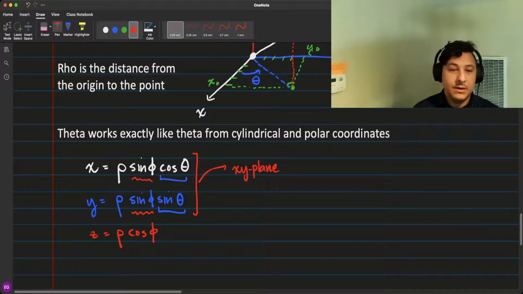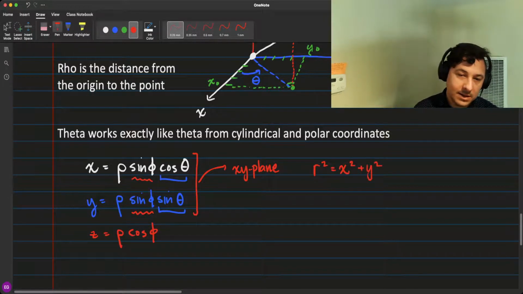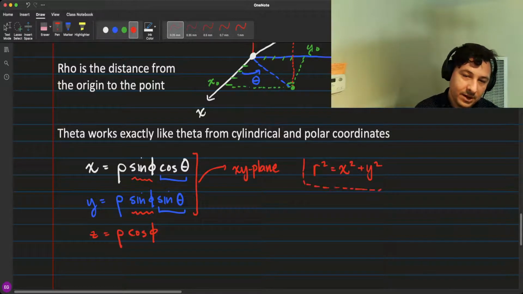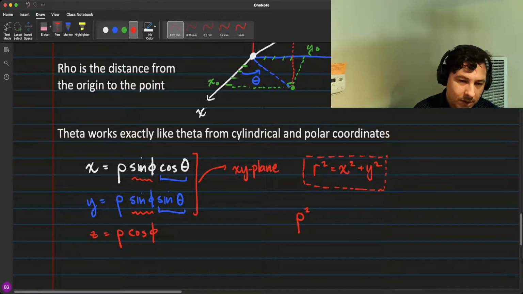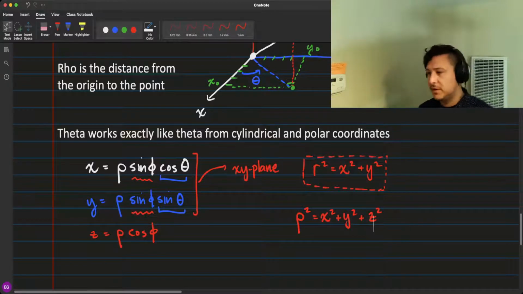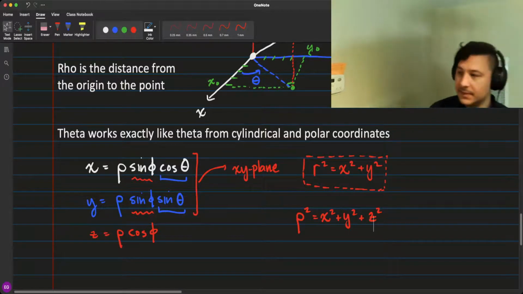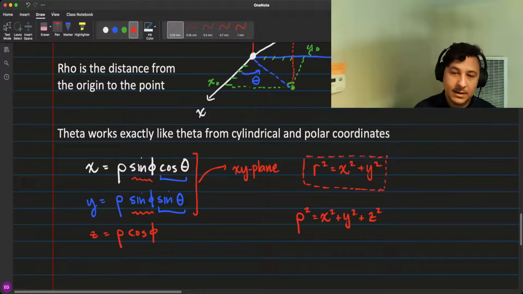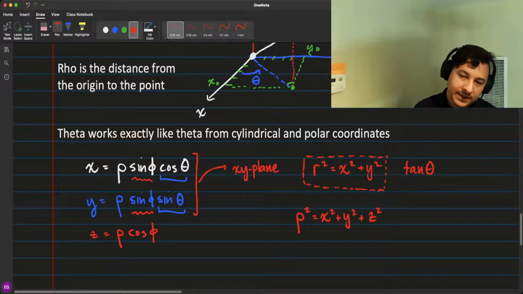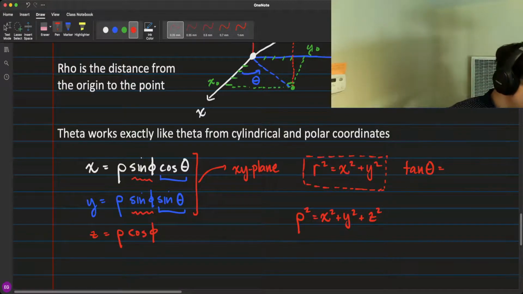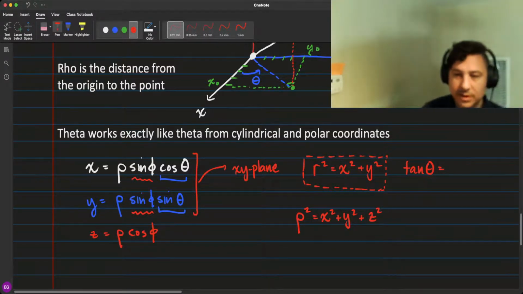Okay. Now, hopefully you remember from polar coordinates how r squared equals x squared plus y squared. There's a similar thing for spherical coordinates, but now you have rho squared equals x squared plus y squared plus z squared, because rho is the equivalent of r for spherical coordinates. Likewise, you might remember that the tangent of theta equals y over x. That's still true here.